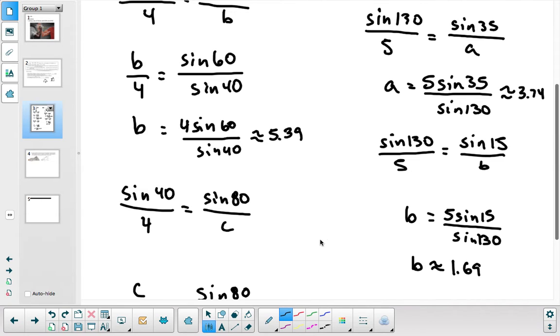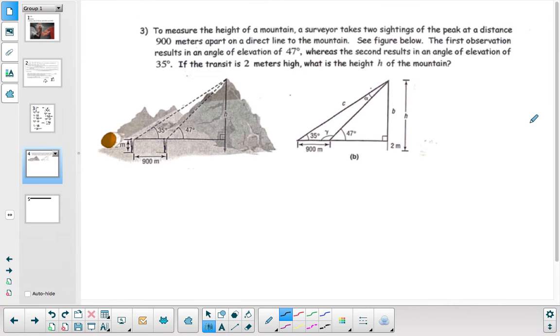Another thing, remember that with triangles, if you add up any two sides, they need to be greater than the third. So one thing to check is 1.69 plus 3.74. That should be bigger than 5. It is, so another good sign that we're on the right track.